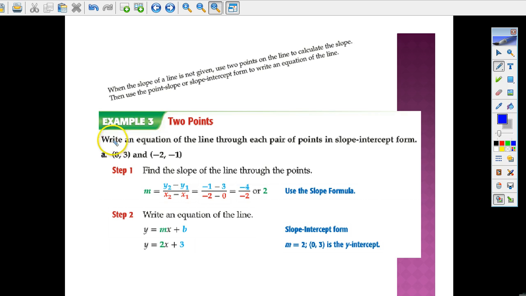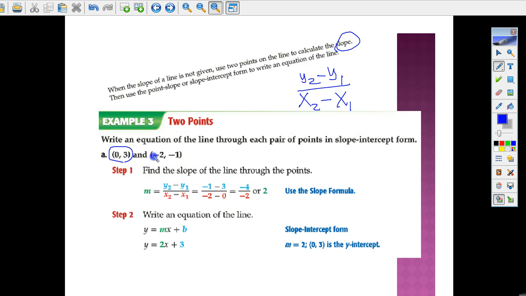Alright, welcome back. Example 3, two points. Before we do that, when the slope of a line is not given, use two points on the line to calculate the slope. Then use the point-slope form or the slope-intercept form to write an equation of the line. To calculate the slope, you have to do y2 minus y1 over x2 minus x1. Write an equation of the line through each pair of points in slope-intercept form.